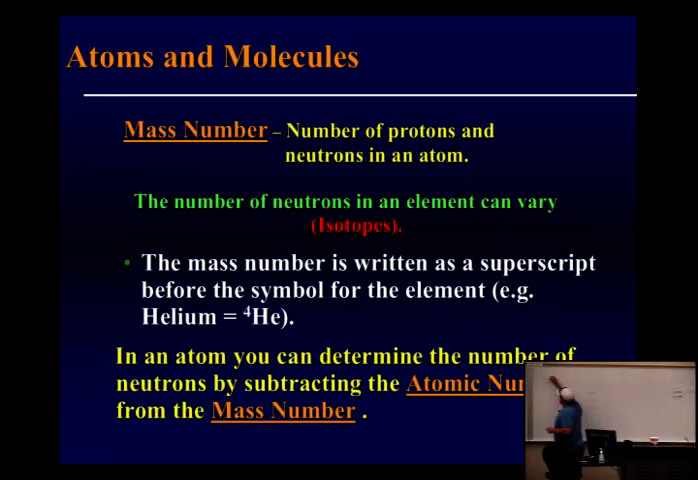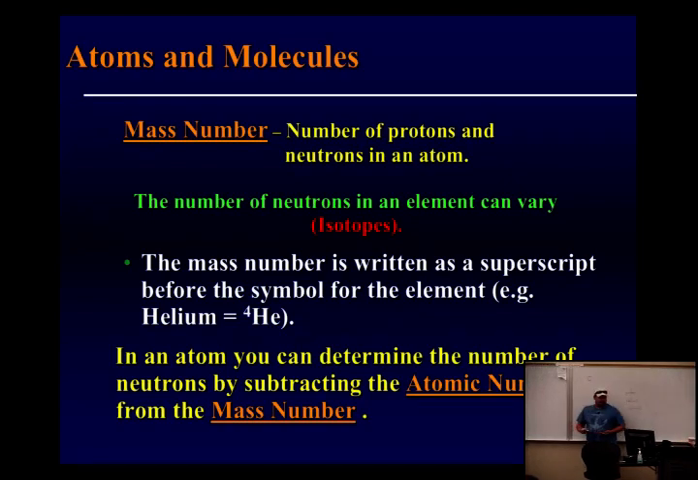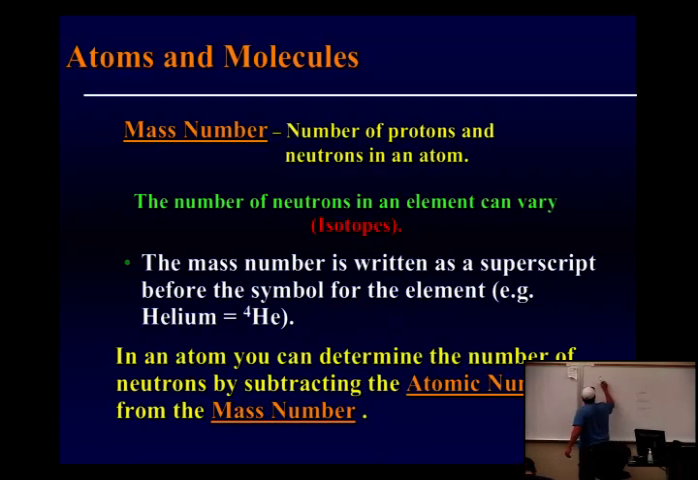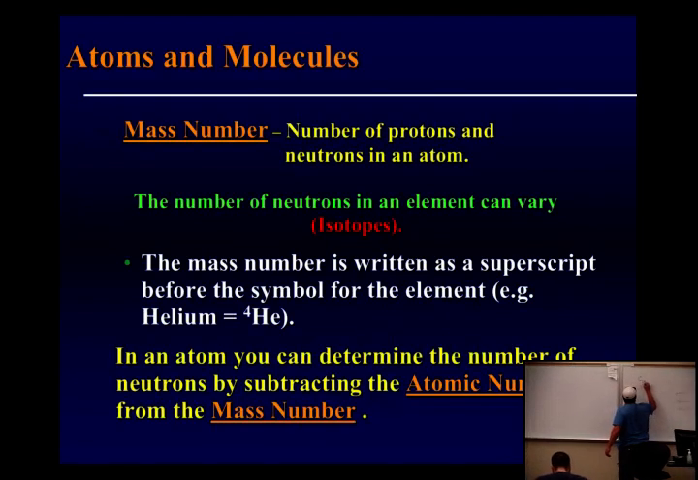So what's carbon's normal mass number? That's the atomic number. Mass number is 12. So we say that this is carbon 12. But there's also a carbon 13 and a carbon 14.